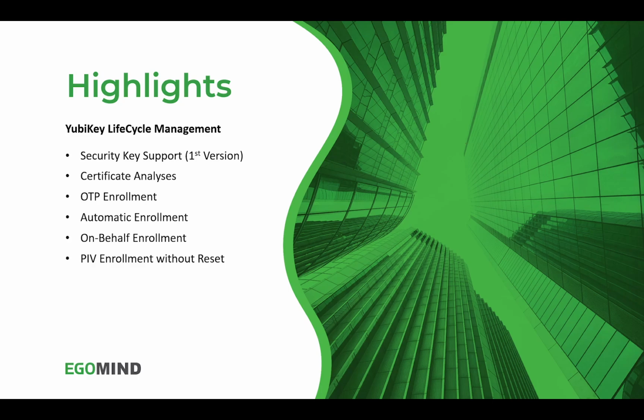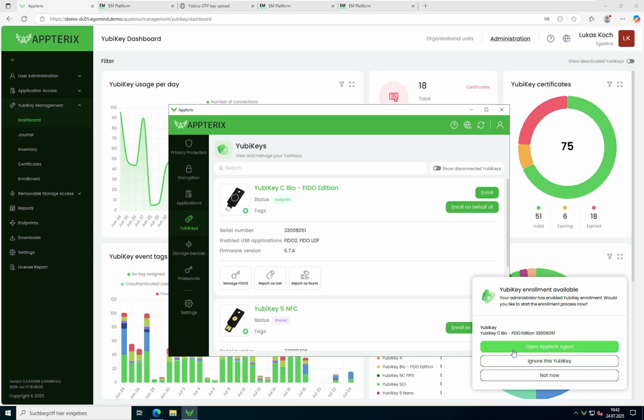How does it look like? Here you have seen I have plugged in a new YubiKey, the YubiKey C Fido edition, and I can see there's a new YubiKey enrollment available. I can say, okay, let's take a look and let's open the agent. If I have only been assigned to one enrollment, I can start it immediately. But in this case, I've got two enrollments. I can decide which enrollment should be done.